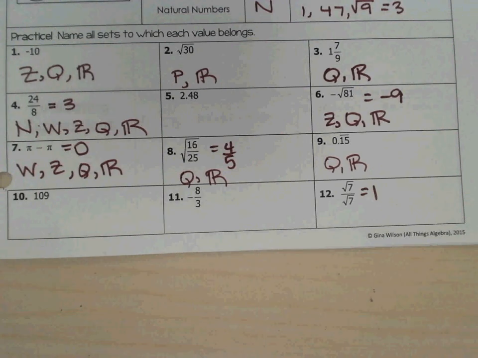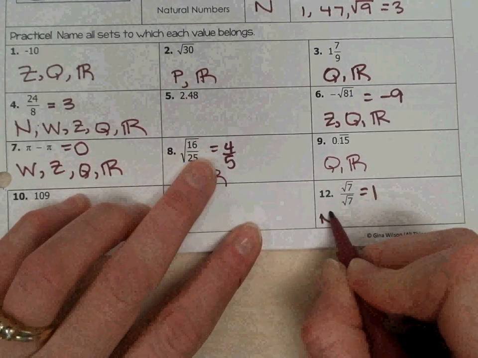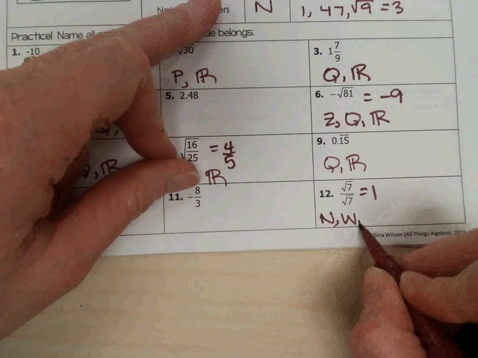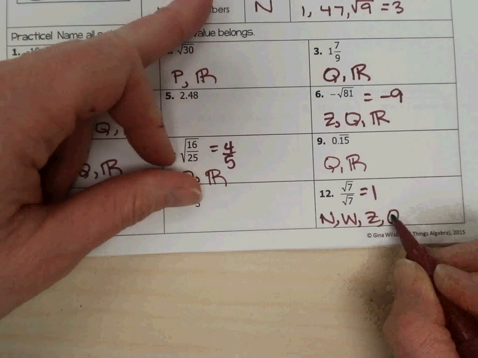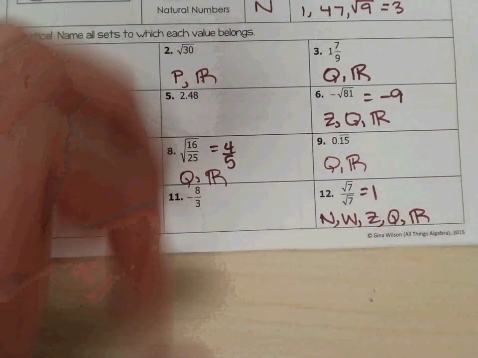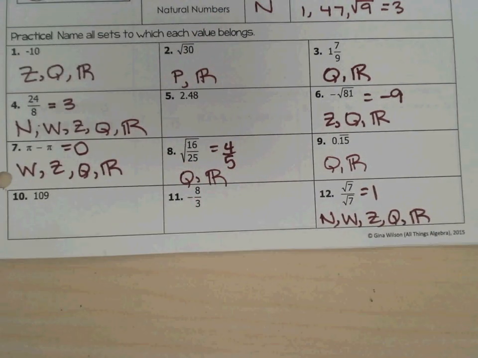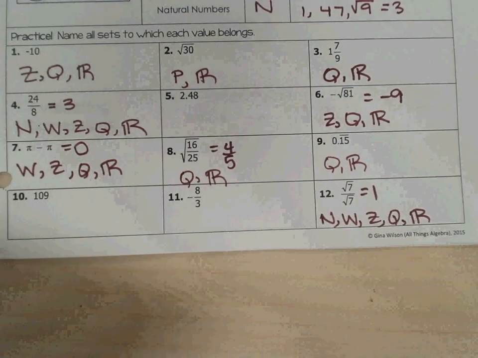1. Any number divided by itself is equal to 1, even if it's funky, like radical 7. I forgot about that rule. So this one's all of them: N, W, Z, Q, R, except the P. Go ahead and try number 5, 10, and 11 on your own.